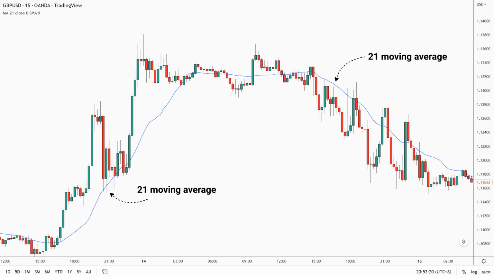If we review the scenarios, the 21 moving average acted as a confluence with key support and resistance levels. The 21 moving average acted as a trend identifier and, most importantly, as dynamic support and resistance level. In this video, we will be discussing the 21 moving average strategy.